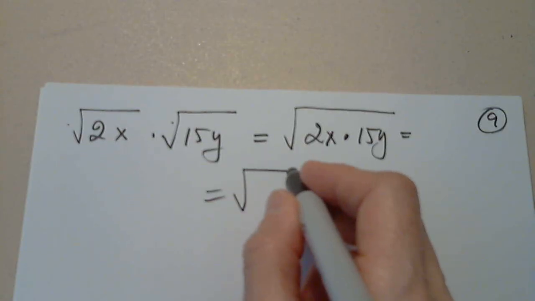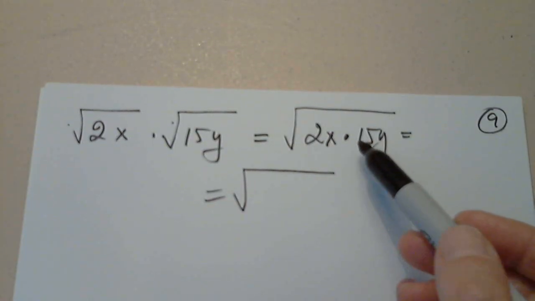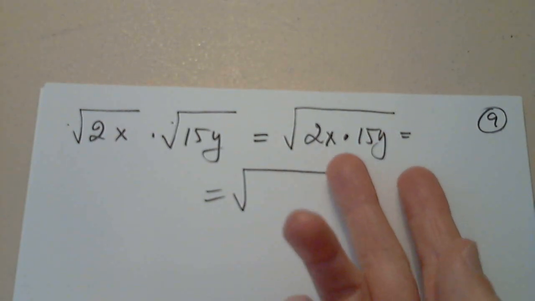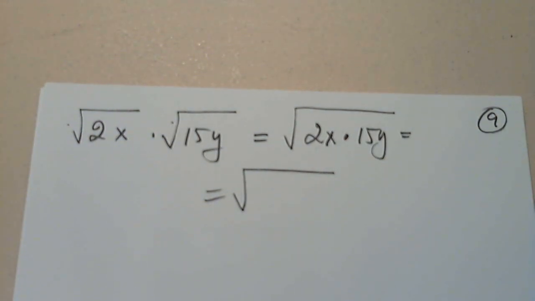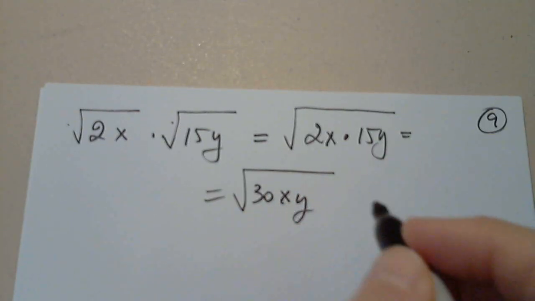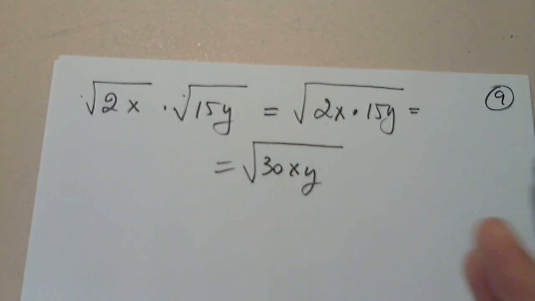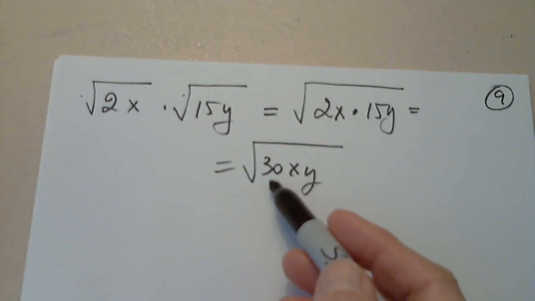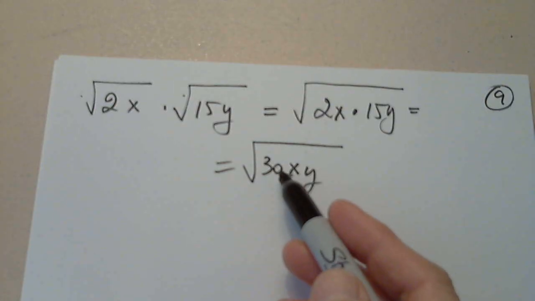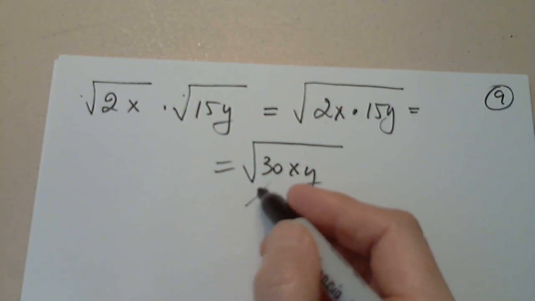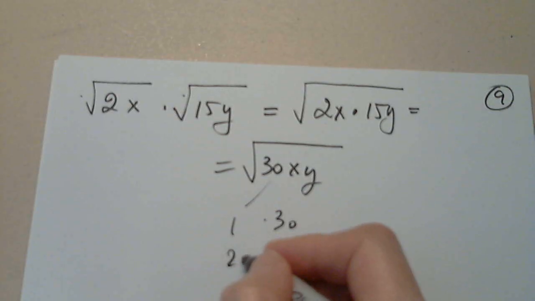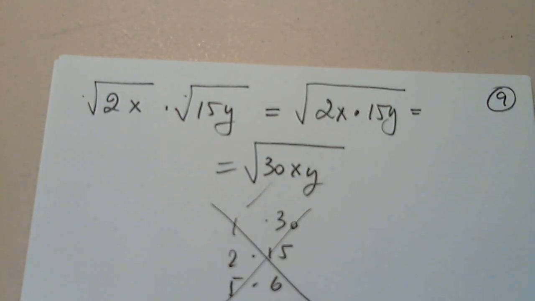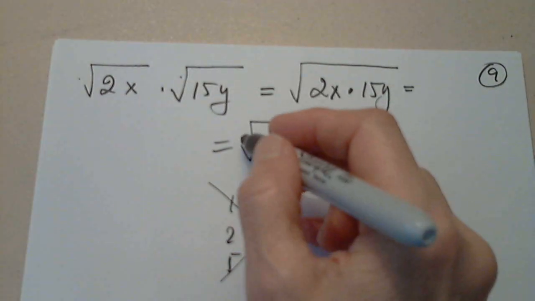So then I have the square root of, I have to multiply 2. Remember, multiplication is commutative and associative. I can rearrange those. And 2 times 5 is 10, xy. The square root of x and the square root of y are done because power 1, index 2. But can I simplify the square root of 30? Not really, because the square root of 30 is 1 times 30, is 2 times 15, and is 5 times 6, none of which are perfect squares. So this is it.